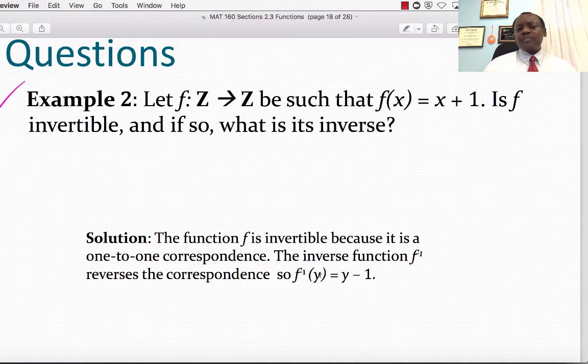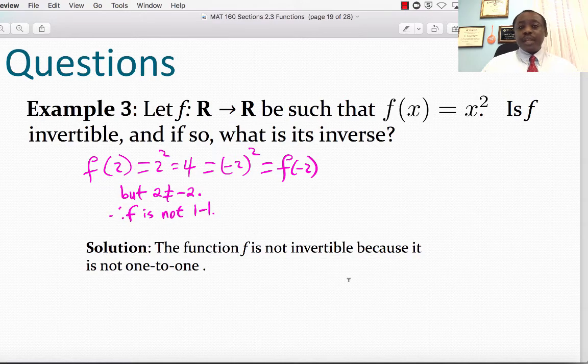If you want to call it f inverse of y, that's okay, but we can just leave it as x, since x is like the standard dummy variable. So f inverse of x will just be x minus 1. Go ahead and verify this in detail. I leave the verification as a simple exercise for serious students.